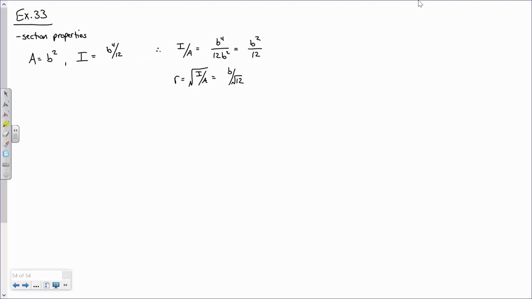I know some 8th grade math teachers say you can't have a square root on the bottom. We're engineers. It's there even if you reduce it. So yeah, you could do b square root of 12 over 12 or something like that. I don't have time for that.